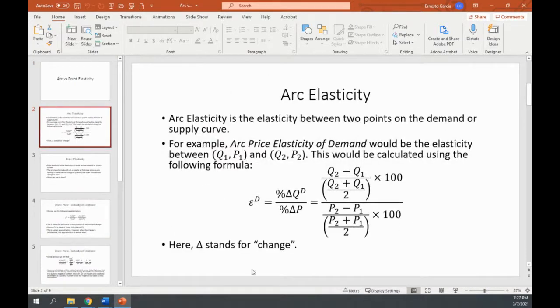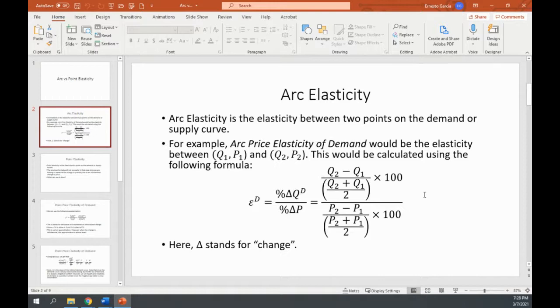This is the form of elasticity that we're used to, that you already know, right? This is arc elasticity, or the elasticity between 2 points on the demand or supply curve. You're very familiar with this formula: elasticity of demand equals the percent change in quantity demanded over the percent change in price. And we use the midpoint formula to find those two things. Simple enough, right? This is called arc price elasticity of demand. Now we just shorten that to price elasticity of demand, but just understand that this is the arc form of elasticity.